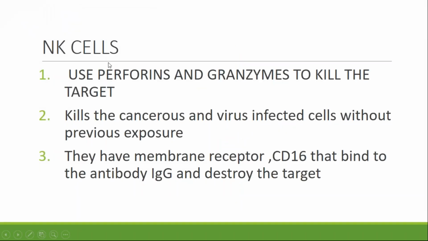Then what are natural killer cells? Natural killer cells have perforins and granzymes. These are the enzymes released by the natural killer cells to attack the antigen. They are very special. They have a special property to kill cancerous and virus-infected cells. And they can identify them without any previous exposure. They can identify their enemies without even knowing them.